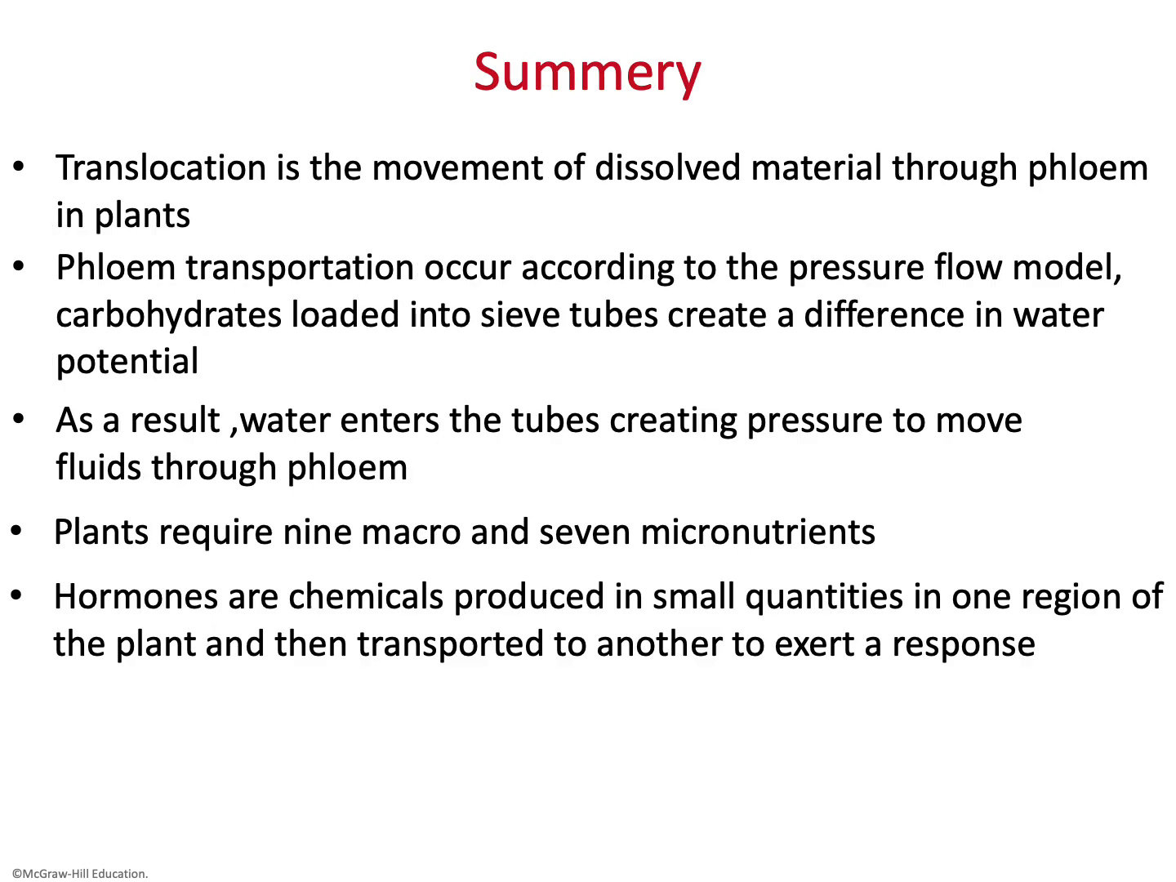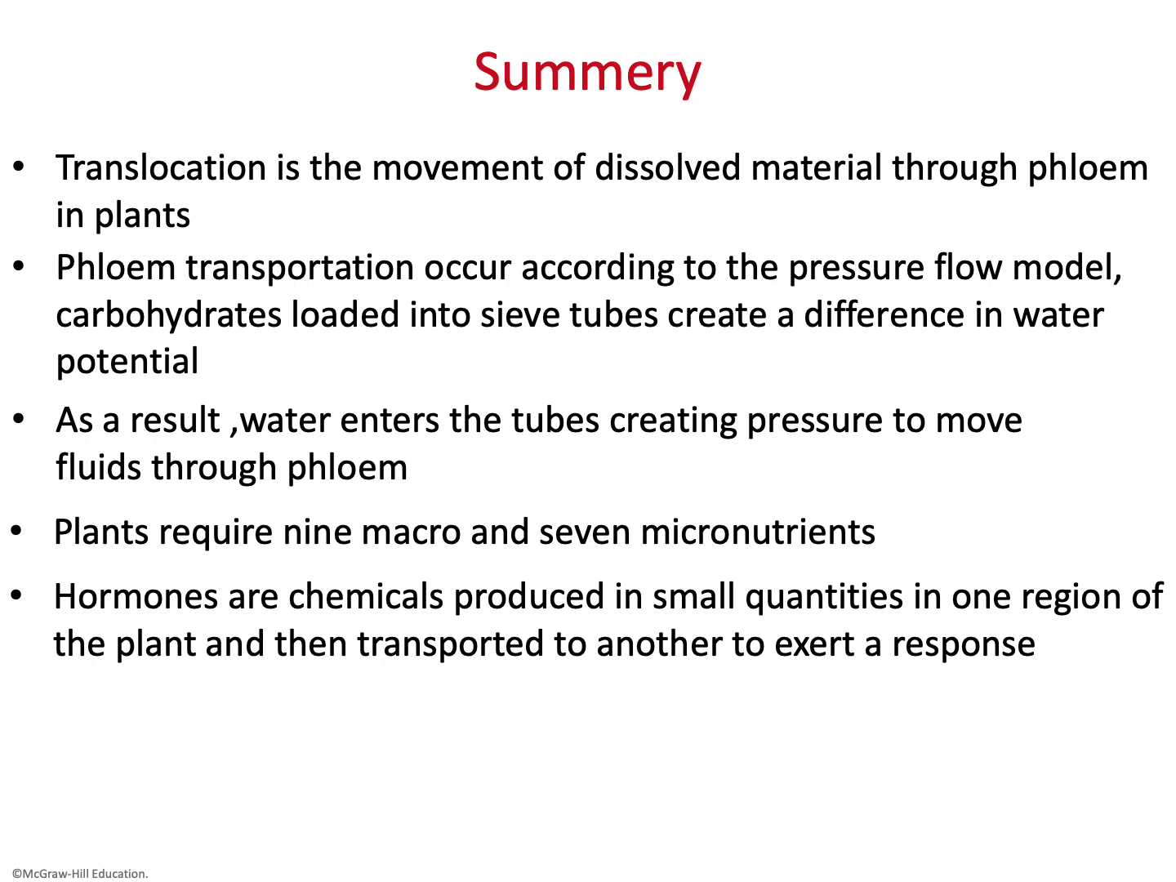So in summary, translocation is the movement of dissolved material through phloem in plants. Phloem transportation occurs according to the pressure flow model. Carbohydrates loaded into sieve tubes create a difference in water potential. As a result, water enters the tube, creating a pressure to move fluids through the phloem.